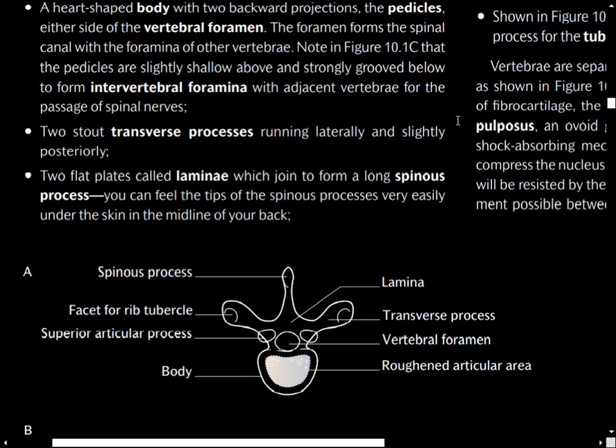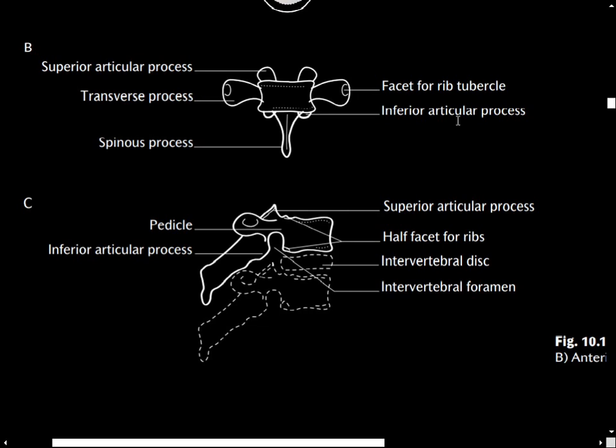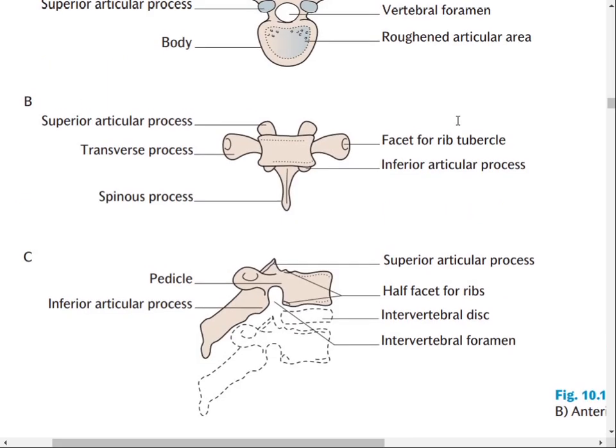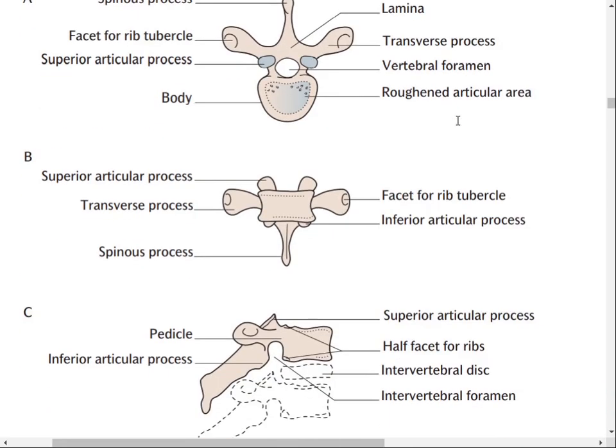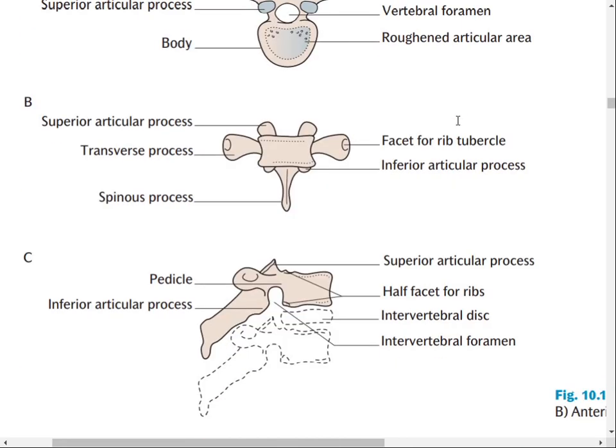Spinous process, laminae, facet for rib tubercle, transverse process, vertebral foramen, roughened vertical area, body, superior articular process, facet for rib tubercle, inferior articular process, superior articular process, transverse process, spinous process, pedicle, inferior articular process, intervertebral foramen, intervertebral disc, half facet for ribs, superior articular process.